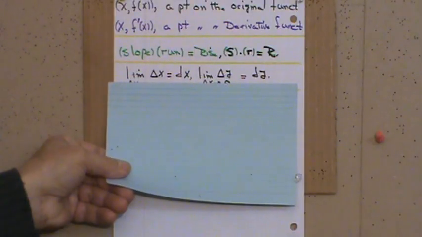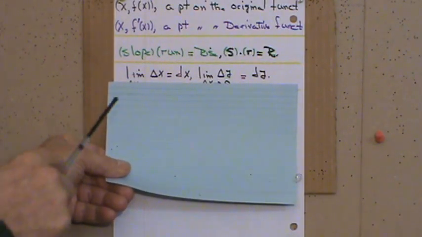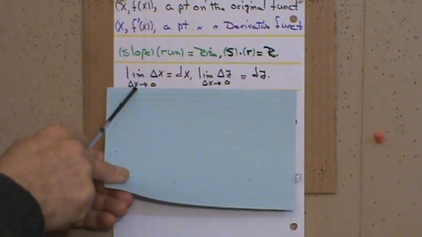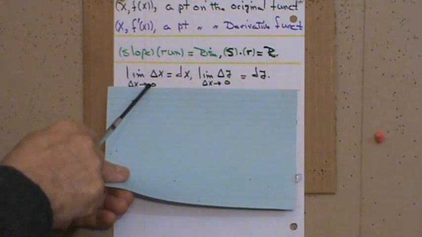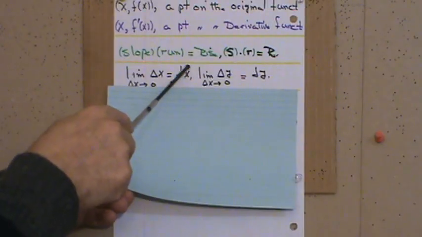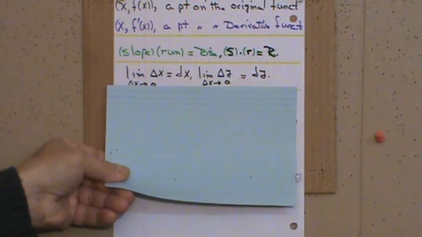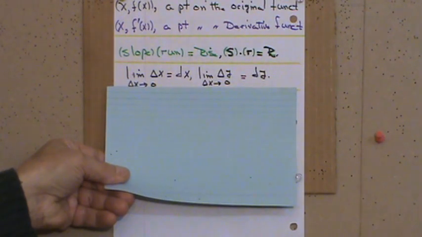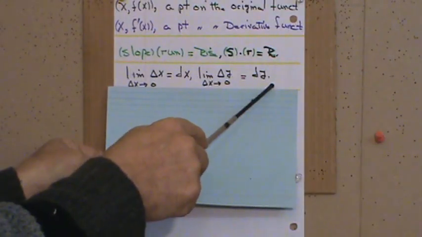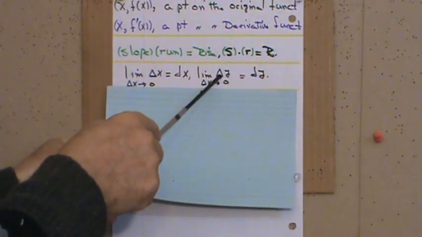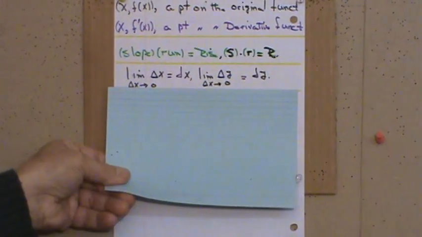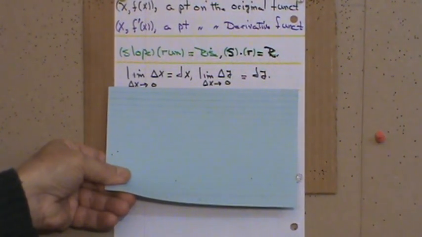Now, the limit, here you are. The limit of delta x as delta x approaches 0, we show with dx. So dx represents the limit of delta x as delta x approaches 0. And as delta x approaches 0, that makes the limit of delta y to be dy. So dy is the limit of delta y as delta x approaches 0. Do you follow me so far?